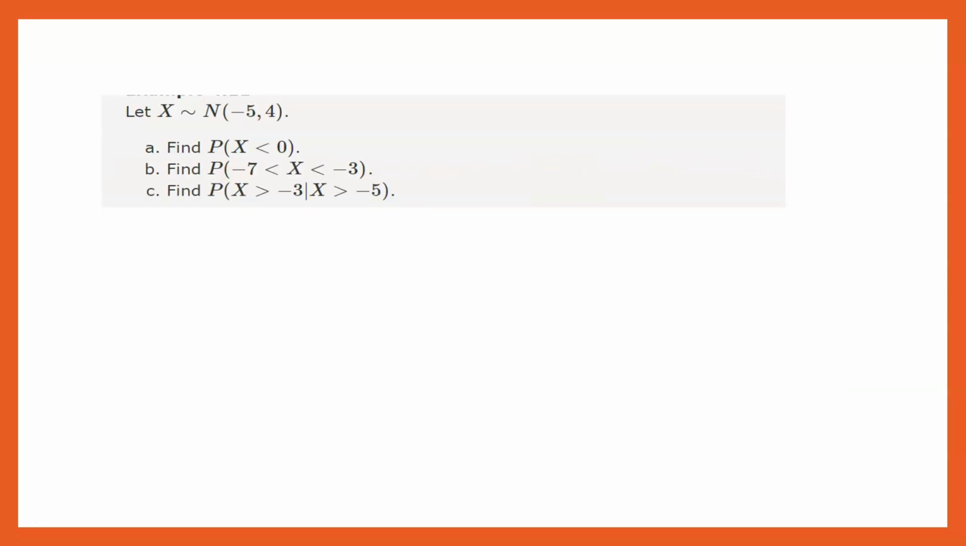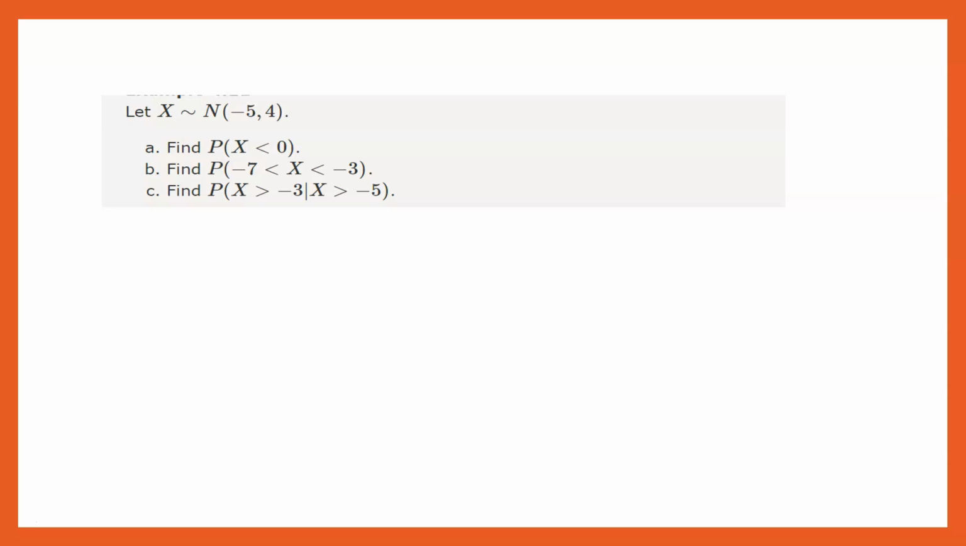Right, so let us solve some problems. So I have a normal distribution with minus 5 and 4. Actually, what is this minus 5 and 4? The first parameter is mu, that is the mean, and the second parameter is the variance, that is sigma squared, right? With these values, we are asked to find three probabilities.